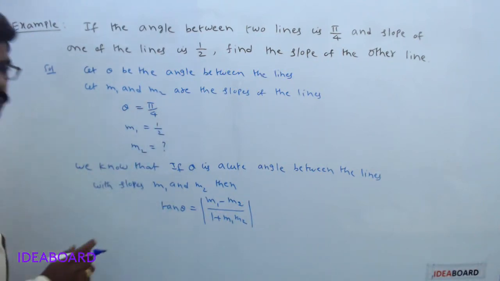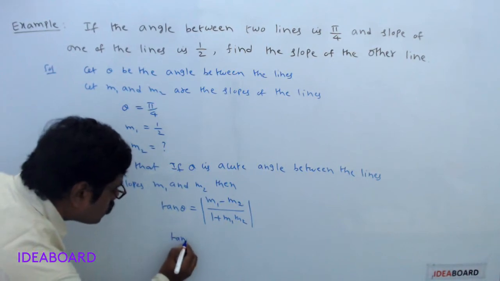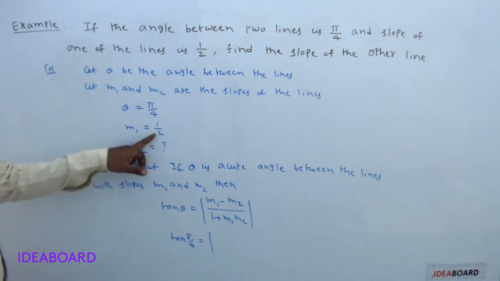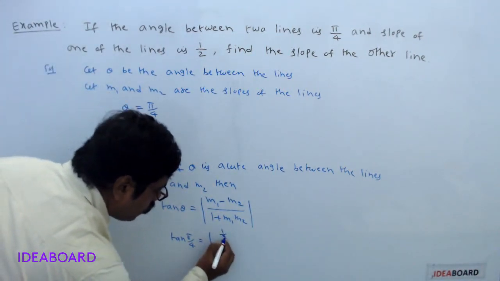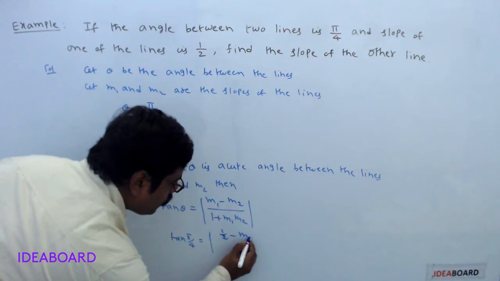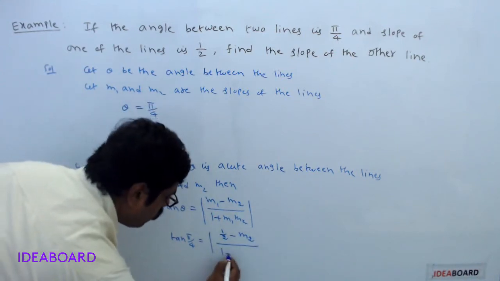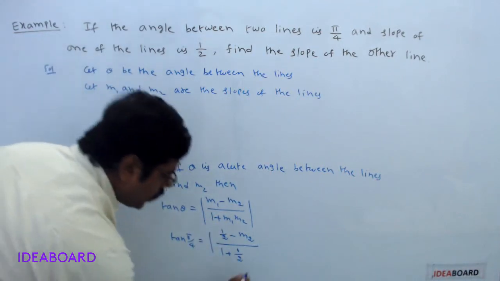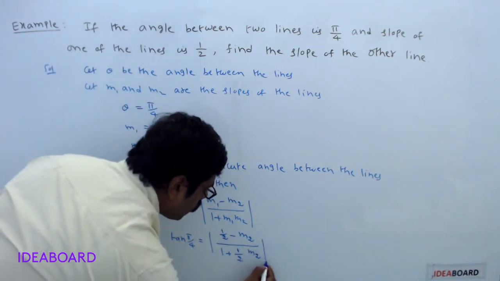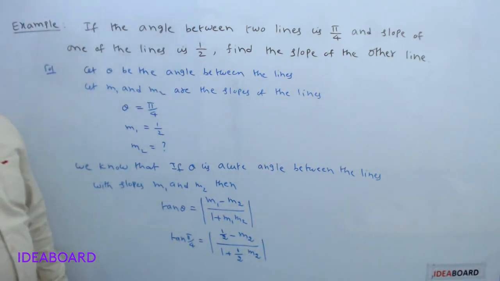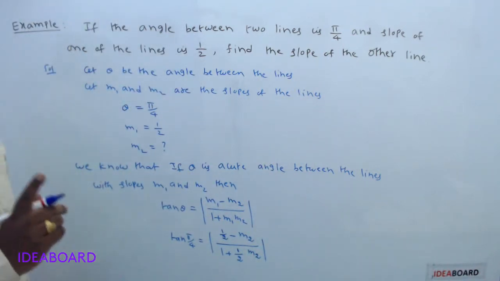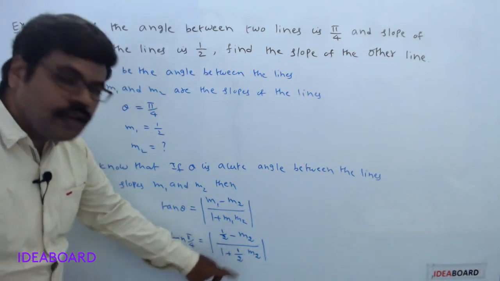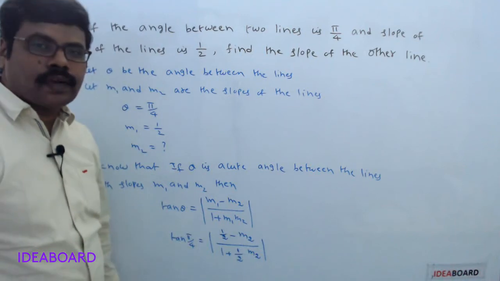What is the value of theta? Pi by 4. So tan pi by 4 equals modulus of m1, what is the value of m1? 1 by 2, minus m2, divided by 1 plus m1, what is the value of m1? 1 by 2, into m2. Now what is the value of tan pi by 4? Tan pi by 4 is 1. Then take the LCM in the numerator and denominator inside this modulus function.